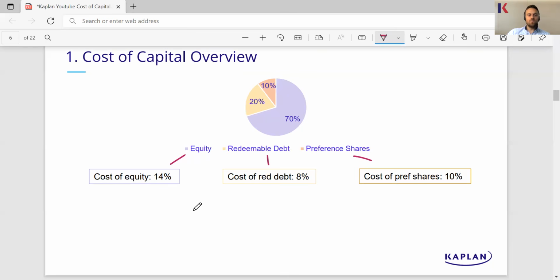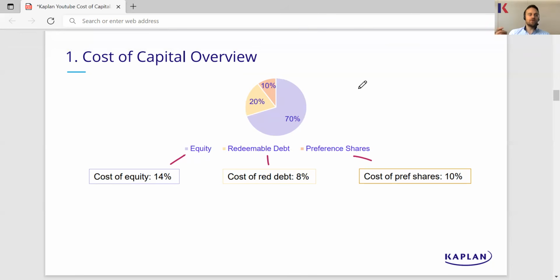So what we need to do is weight these costs based on the amount of finance we have of each. And that's where that name, the WACC, comes from, the weighted average cost of capital. It's weighted based on the proportions of each type of finance. So that's what we're going to do, is weight those.